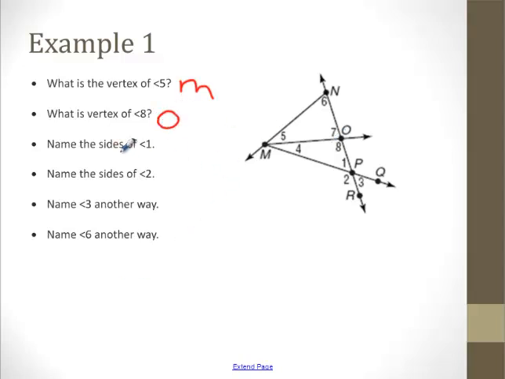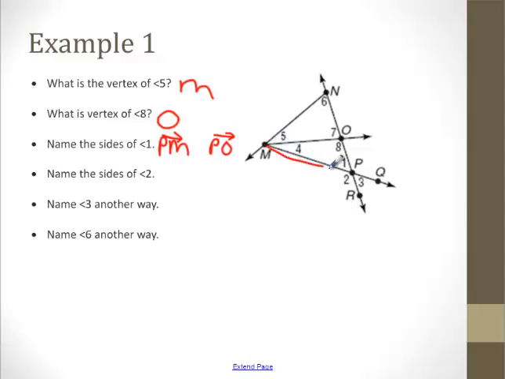Name the sides of angle 1. So angle 1, let's go ahead and actually trace this. Angle 1 is right there. So when we go to name the sides, we have 2 rays. Remember, that's the important part. We have ray PM and we have ray PO. Naming the sides, you actually have to have rays, not just the 2 letters. Name the sides of angle 2.